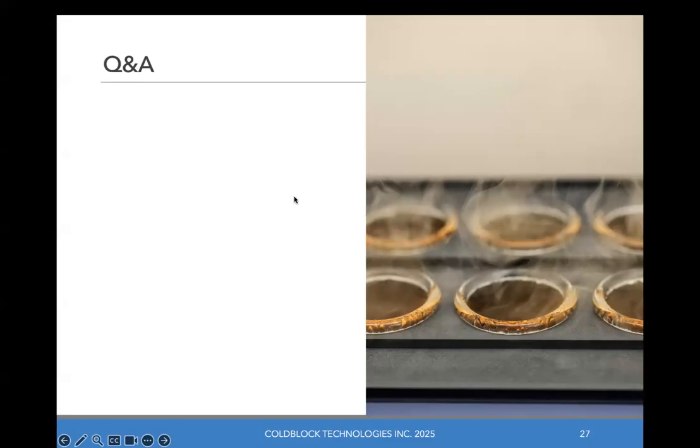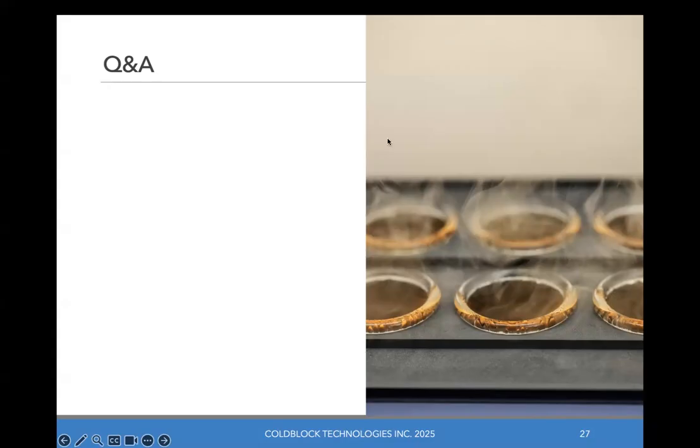Okay, another question. What are the main maintenance or operational requirements for the system? Great question. I'll start with the maintenance side of things. ColdBlock has been built in a way where we've really simplified a maintenance process.